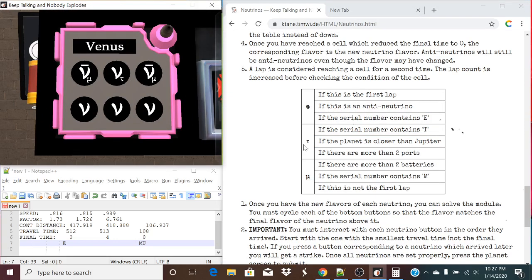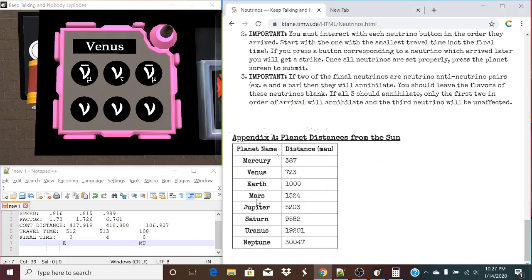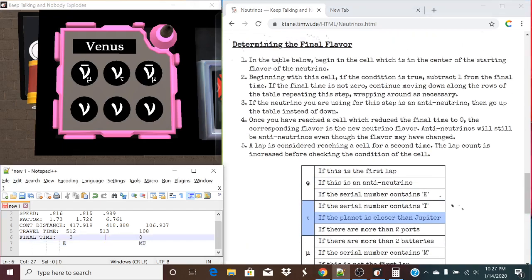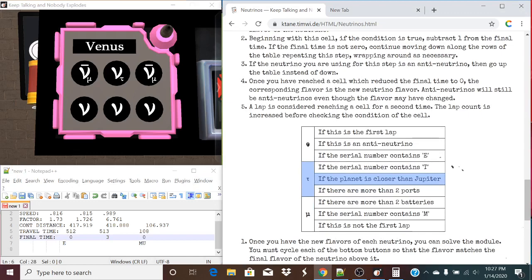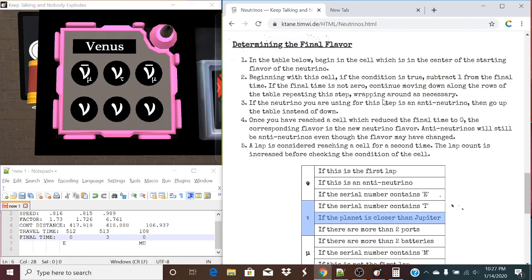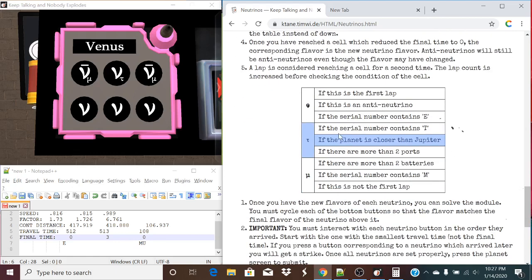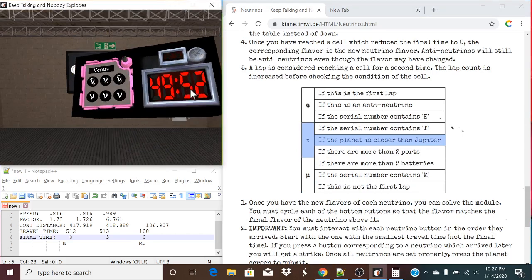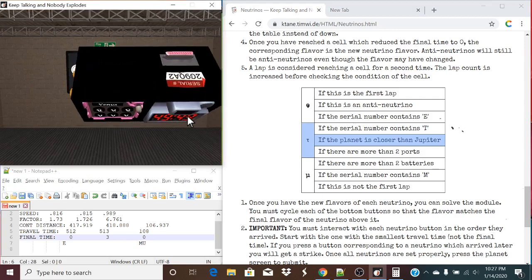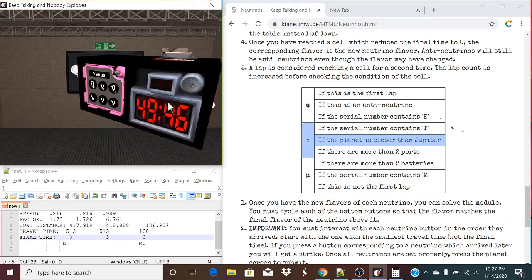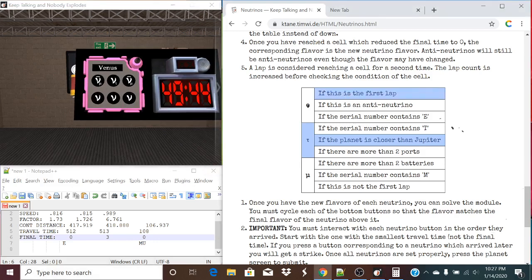Okay. So now we have our first two values, and now we're going to take a look at the second one, excuse me. So this is a starting neutrino of a tau. Going to go to the center. Obviously, the planet is indeed closer than Jupiter, as we've discerned. So we're going to subtract 1 from you. Serial number does not contain a tango, an echo. Actually, we're going the wrong way, as this is not an antineutrino, so we're going down the table instead. So, there are more than 2 ports? Nope. More than 2 batteries? There are exactly 2. Serial number contains a mic? No. This is not the first lap? It is. If this is the first lap, indeed it is. So we can subtract 1 from that.